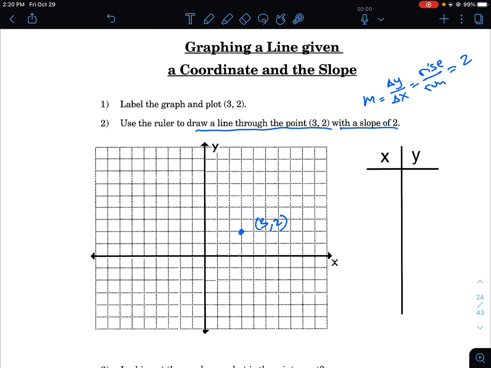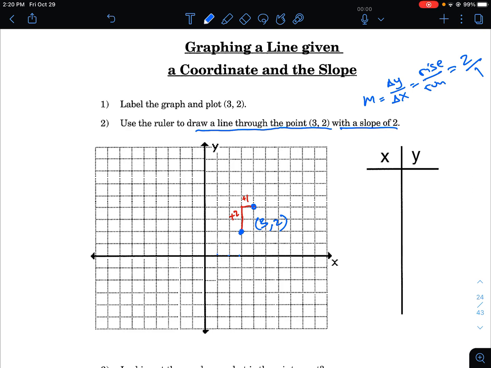So how do we turn 2 into a fraction? Well, 2 is a fraction. The whole number 2 is 2 over 1. So that means my rise is going to be 2 and my run is going to be 1. So we're going to take this point and rise 2 and run 1. So we're going to go up 2 and run 1, which means our next point is right over here.